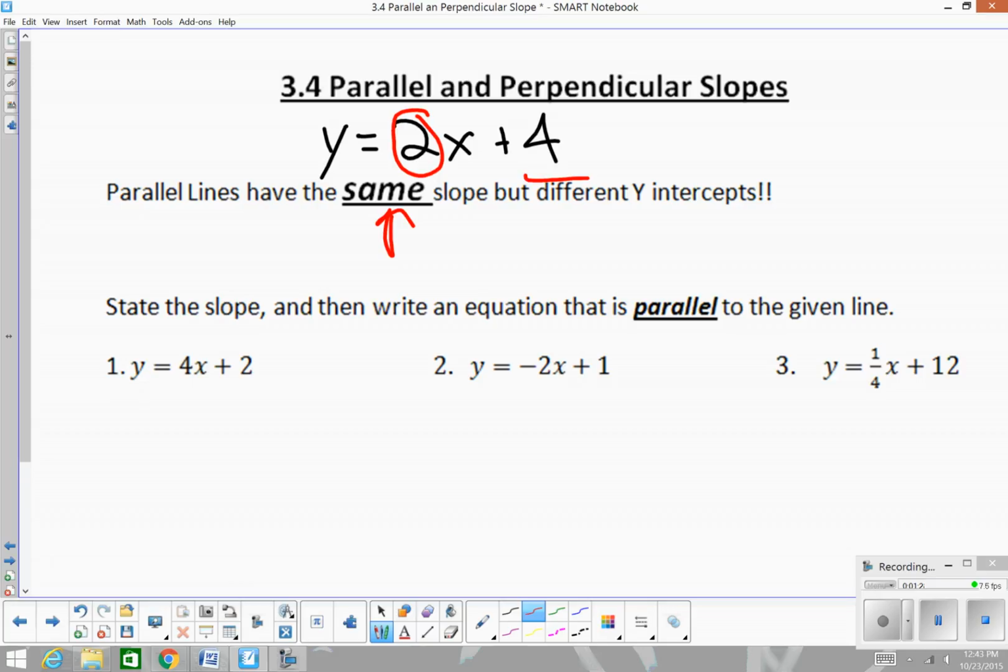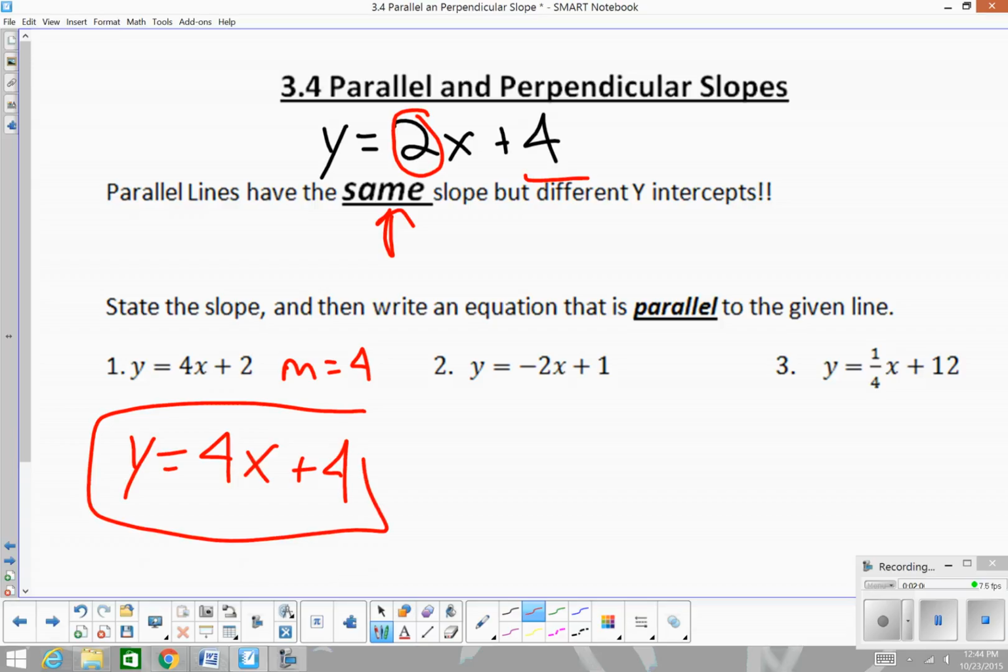Okay, so I have a couple of examples here. Let's go ahead and try some. It says state the slope of number 1 and then write an equation that's parallel to the given line. So first, what is the slope of number 1? The slope is 4, right? So I could write anything as my y-intercept. It's going to start as y equals my slope, which is 4, then I'm going to have an x, and that's plus or minus whatever I want. So let's say plus 4. Okay, so that's a line that's parallel to y equals 4x plus 2.